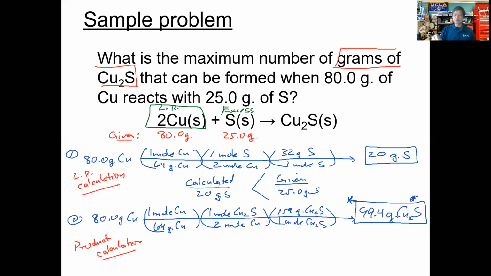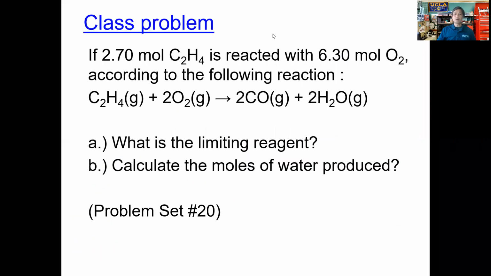Whenever you see a problem that gives you the amount of both reactants, whether it's in moles, in mass, like we have here, or in volume, you've got to make sure you do this first calculation here. All right, let's do a sample problem. Let me ask you to do number 20 in your problem set. Take about 5 minutes, and then we'll work it out together.